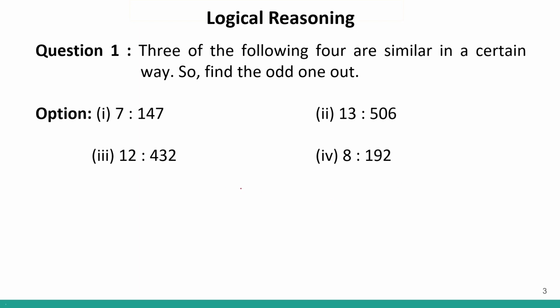We have already discussed that you should know the difference between odd numbers and even numbers. You should know what prime numbers are. You should remember prime numbers from at least between 1 to 100. Between 1 to 100, there are 25 prime numbers.